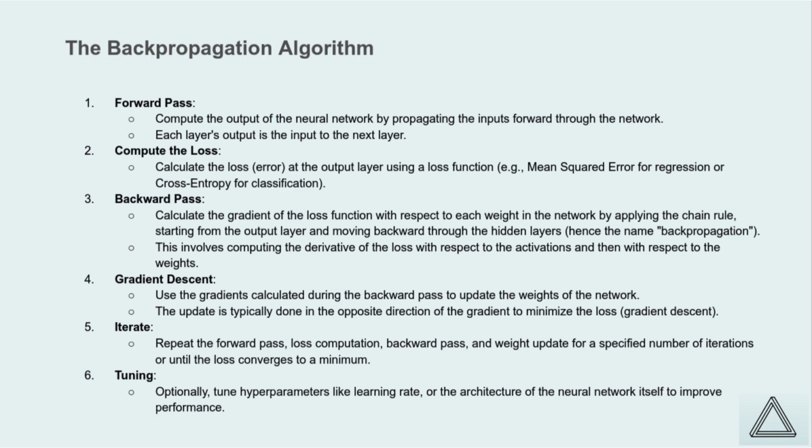Gradient descent. With the gradients in hand, the network updates its weights. This step is guided by the principle of gradient descent, which dictates that weights should be adjusted in the direction that most reduces the loss. The size of these adjustments is controlled by the learning rate, a crucial hyperparameter. Iterate. The process is iterative.